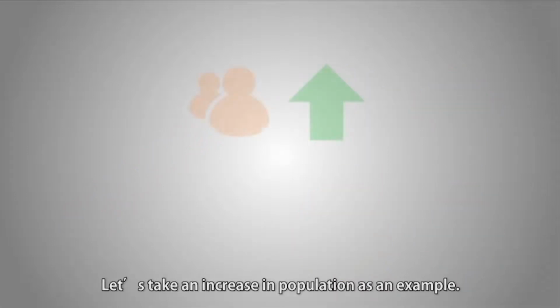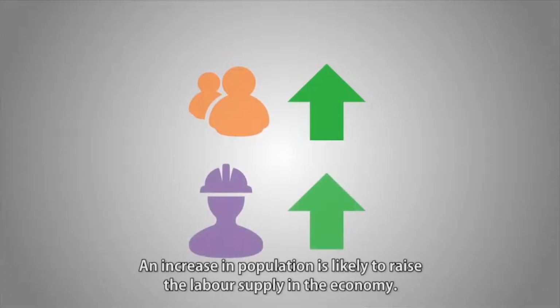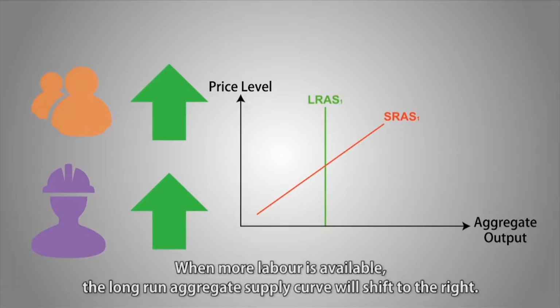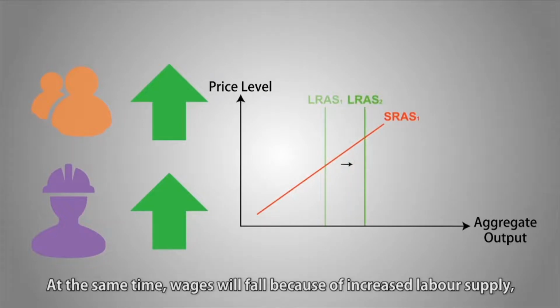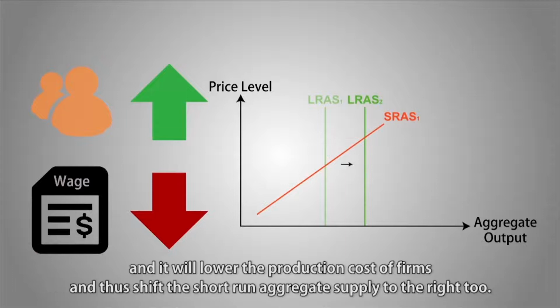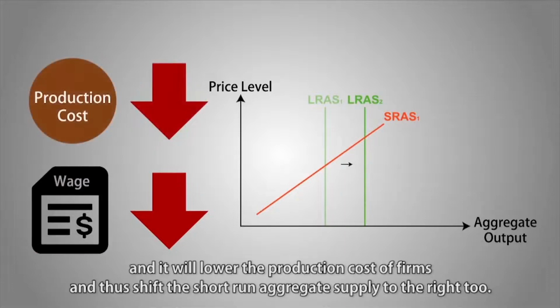Let's take an increase in population as an example. An increase in population is likely to raise the labor supply in the economy. When more labor is available, the long-run aggregate supply curve will shift to the right. At the same time, wages will fall because of increased labor supply, and it will lower the production cost of firms and thus shift the short-run aggregate supply curve to the right too.